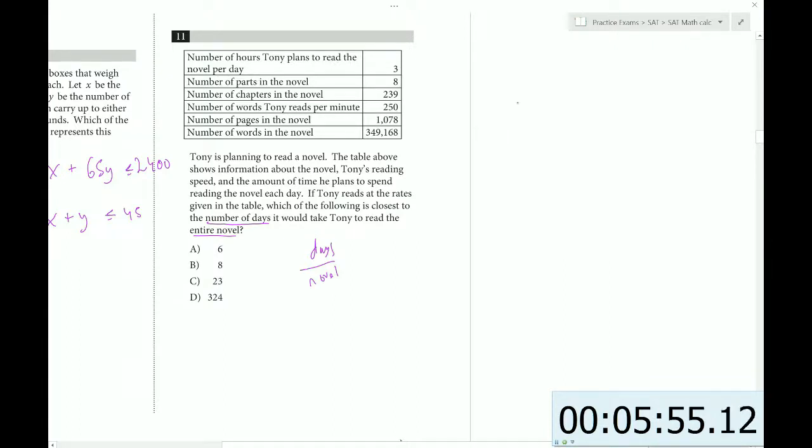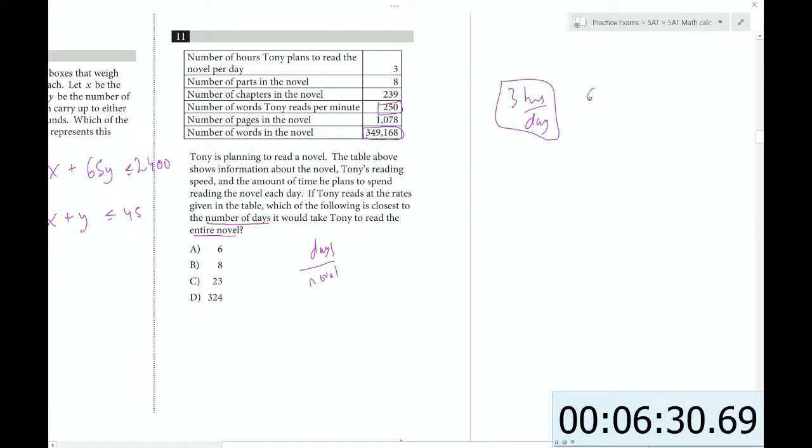So, number of hours Tony plans to read the novel per day: 3 hours per day. Okay, so 3 hours per day. And then, let's see, 8 parts and that many chapters, that many words per minute, that many pages in the novel, that many words in the novel. Okay. So if we use maybe words per minute along with words in the novel, that would tell us how many novels per minute. And we can convert to days if we do hours.